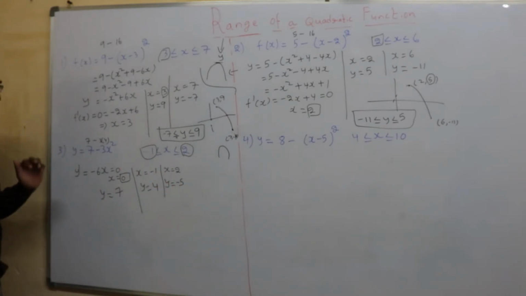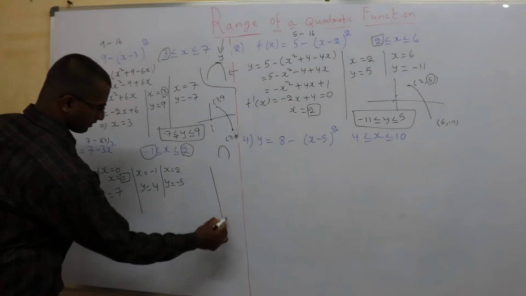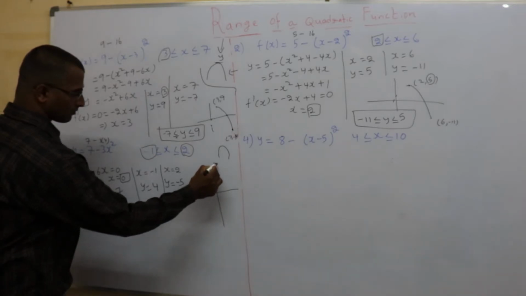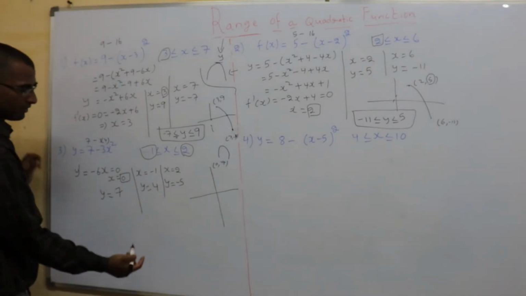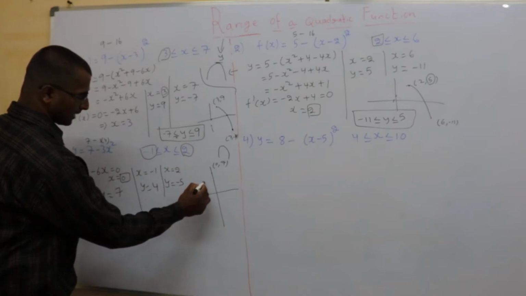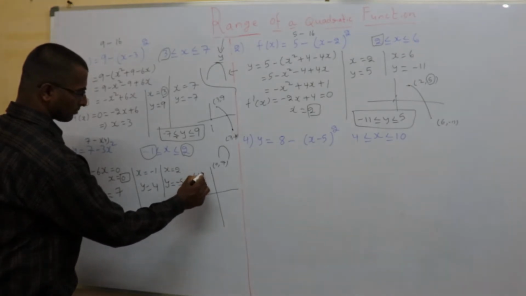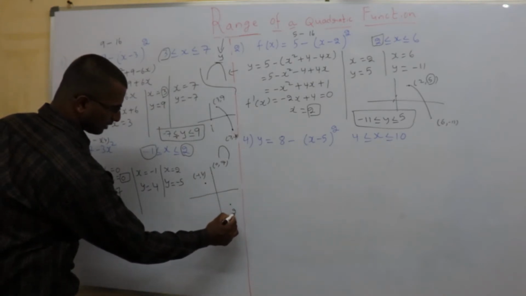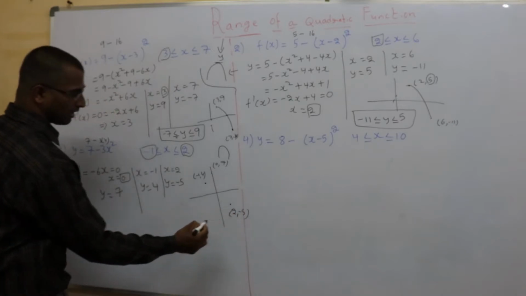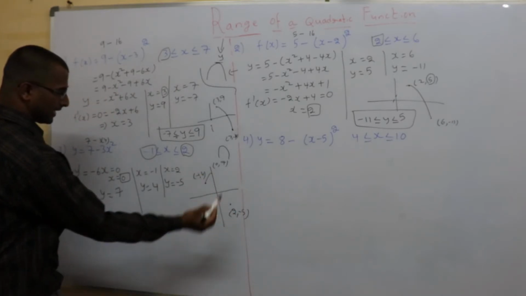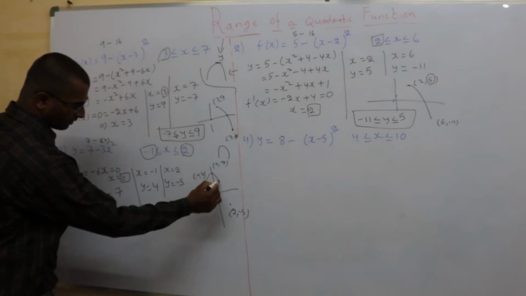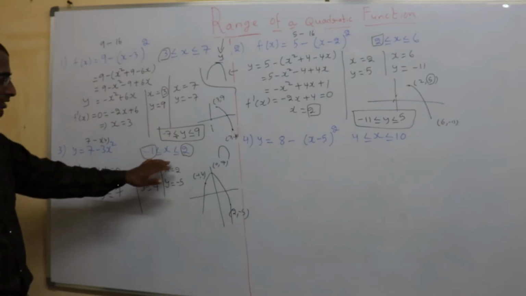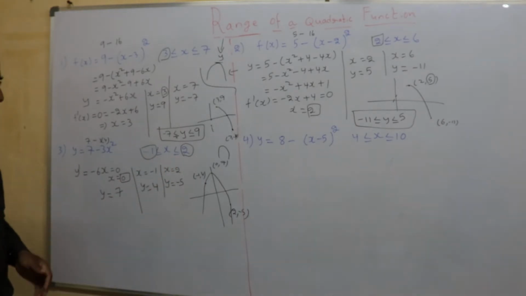Now plot these points. First 0 and 7, let us say here. Next is minus 1 and 4. X is minus 1, here it is minus 1 and 4. Next is 2 and minus 5, will be here, 2 comma minus 5. So how is my graph going? It's taking a turn at 0 and it's going like this below. Clear?